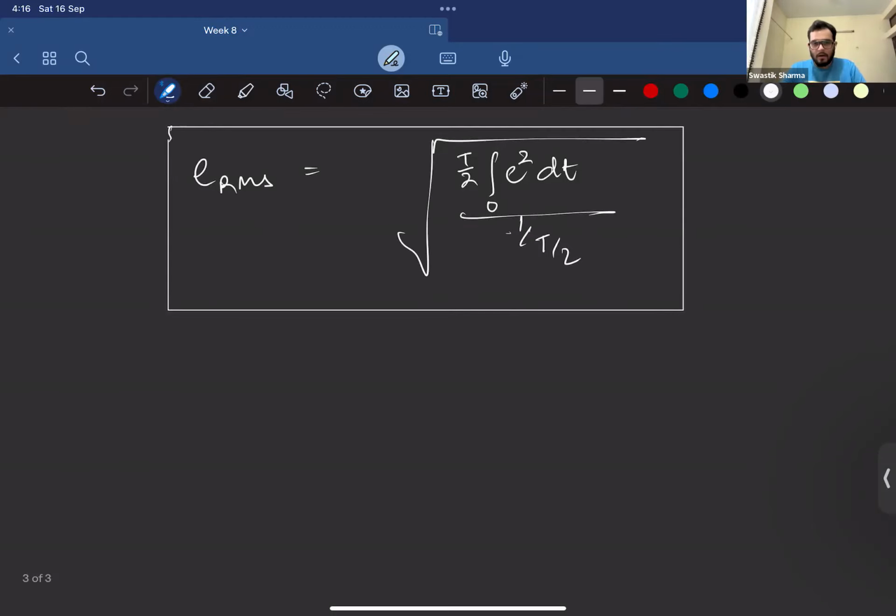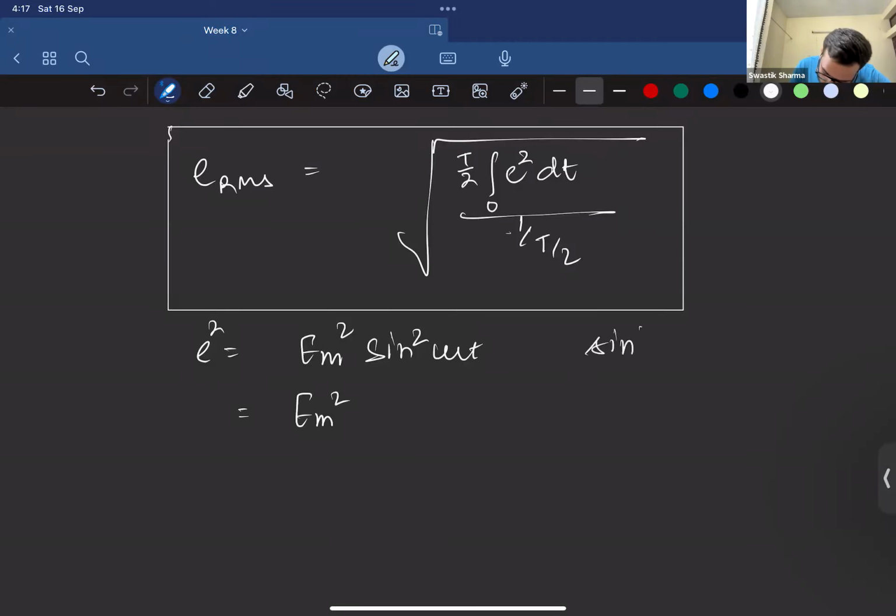So let's calculate. We can represent E square as Em square sine square omega t, right? Now, can anyone tell me how we can write sine square omega t in terms of cos? We want to remove the square term. So how can we write sine square in terms of cos? Can anyone tell me?